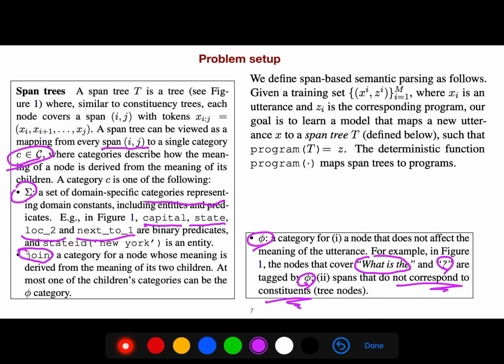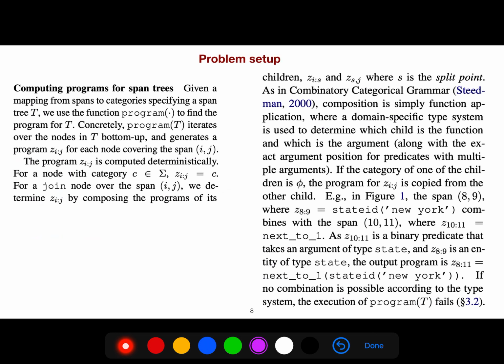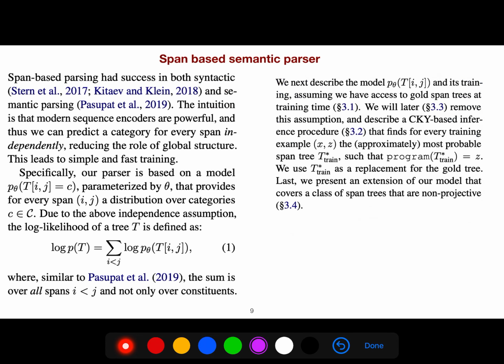So we define the span-based semantics as follows. We have a training set, where X is your input utterance and Z is the corresponding program that we want to discover, because it's a latent variable. The computing program for span trees is as follows. Given a mapping from spans to categories, which specifies a span tree, we use the function program to find a program for T.